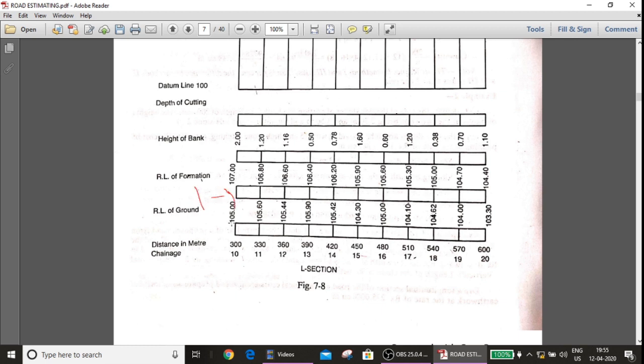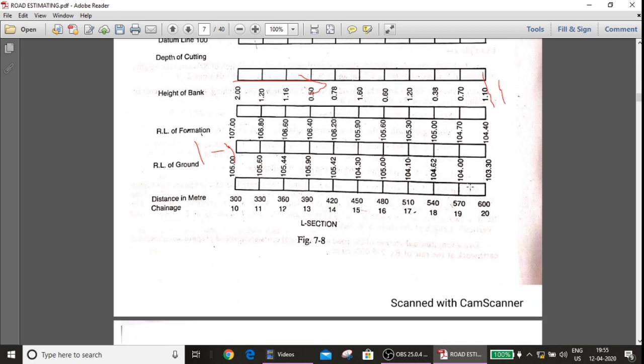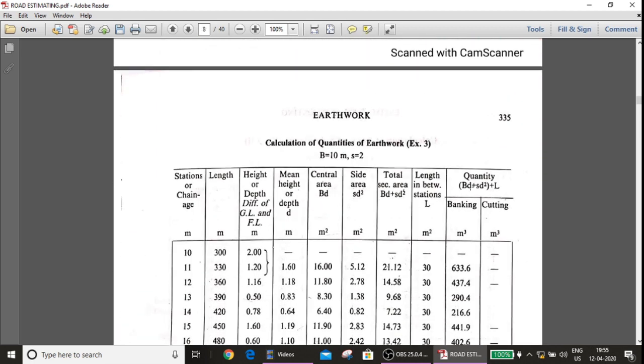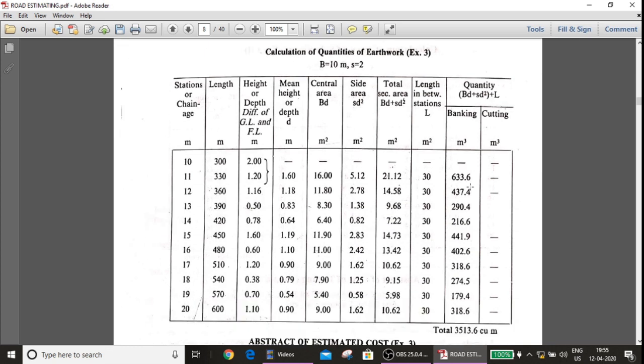107 minus 105, you will get 2. 106.80 minus 105.60, we will get 1.20. Like this, we have to find the height of the bank till the 20th chainage. We will get 1.10. Then after, we have to tabulate them in the estimating form, which we have seen.